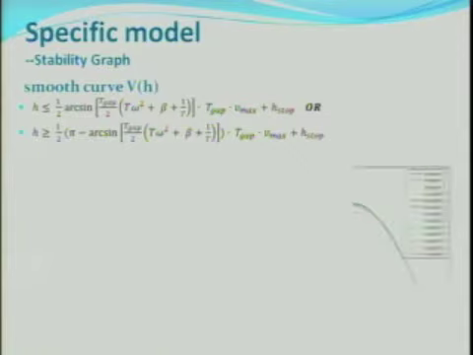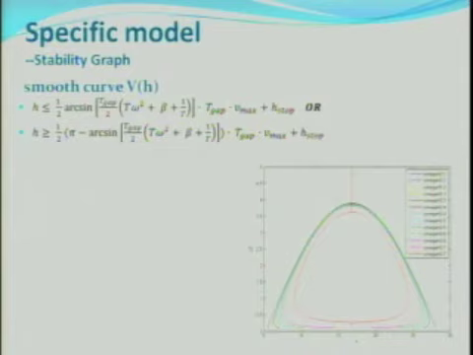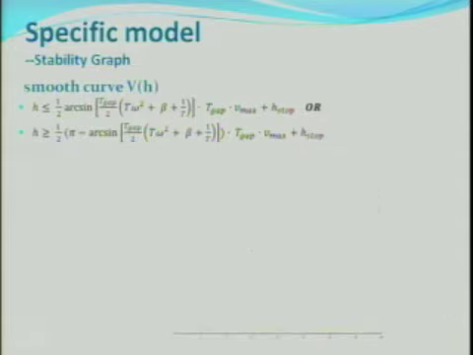Then we fixed t gap to be 0.5 and varied the frequency omega. You can see in this graph that as omega increases, the stable region also increases. And this time we fixed the frequency omega to be the same and varied the t gap. You can see the stable region is deformed.